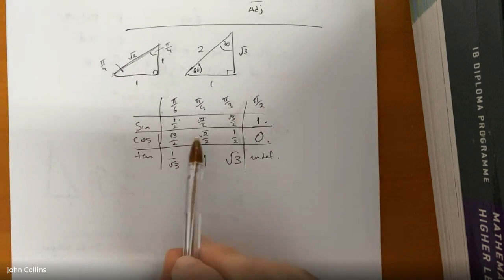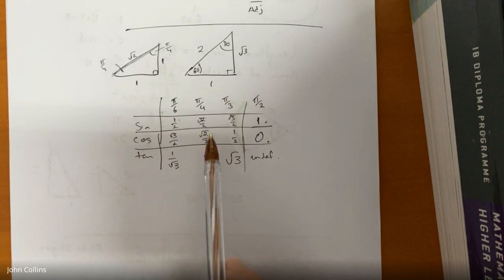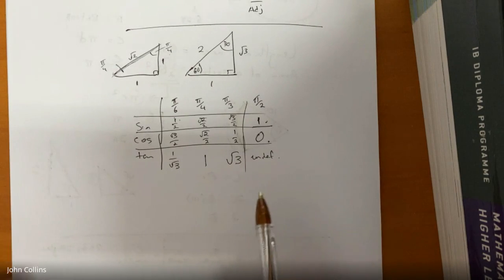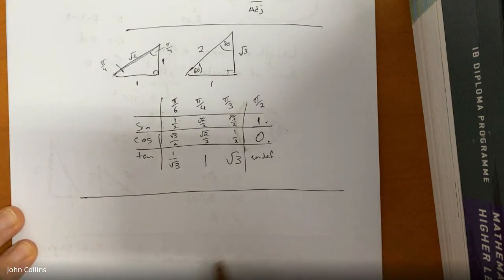So these are very useful, especially at the end of trig identity questions, where we have to think about all of our angles that could possibly be. All right. Unit circle.